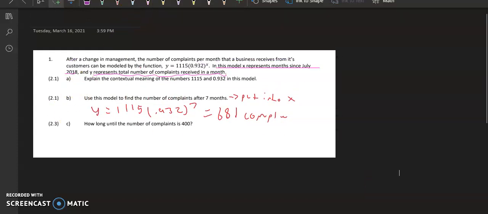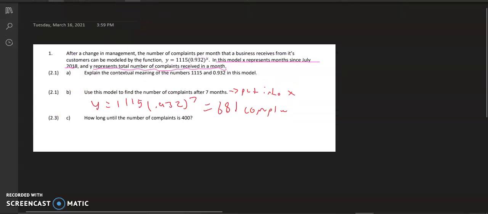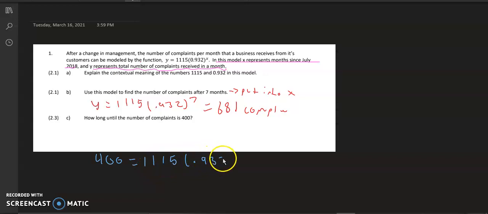And what we got to do now is, so what's asking us, I'm going to do it right here at the bottom, is 400 is equal to 1115 to the 0.932 to x. So we have to solve for this x. We have to figure out what it is. How many months is it? Months. Am I right?